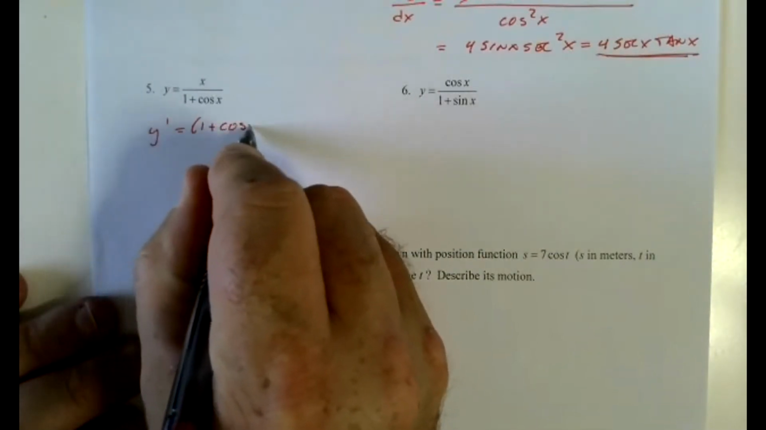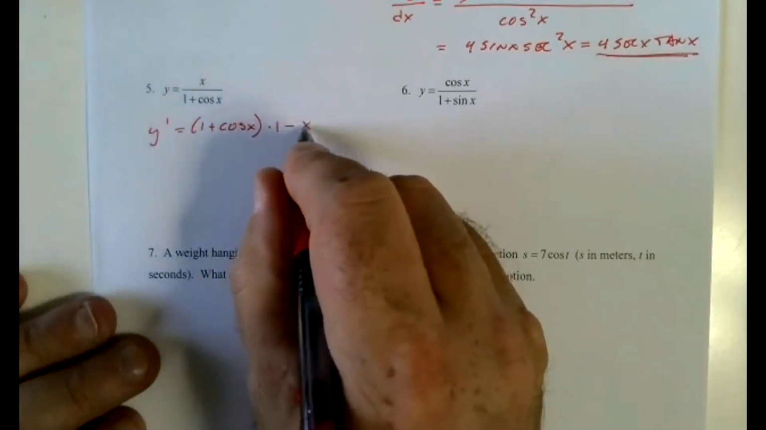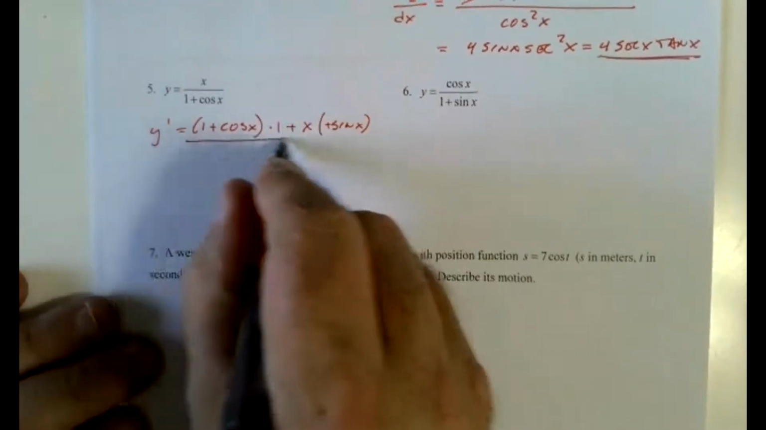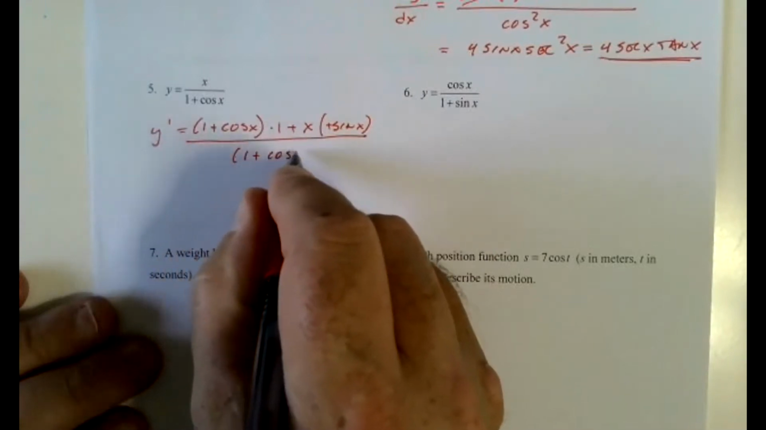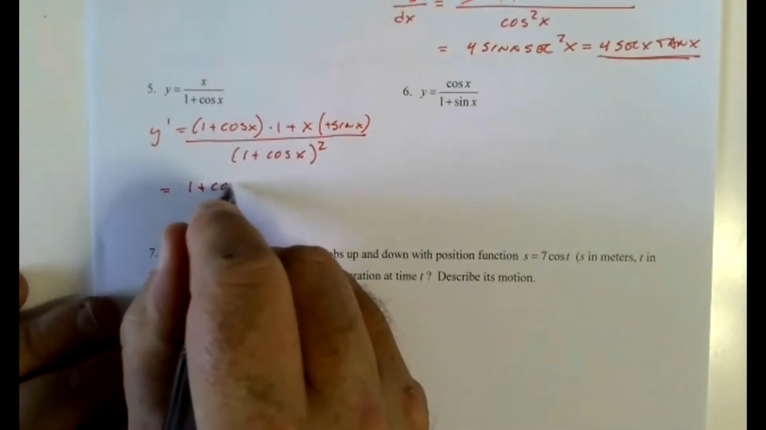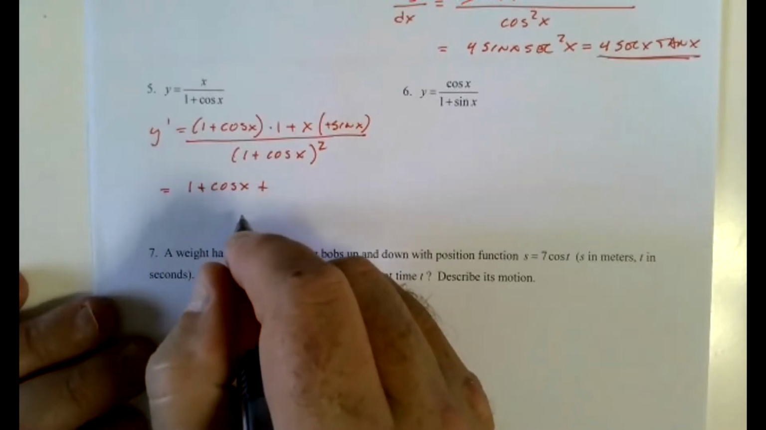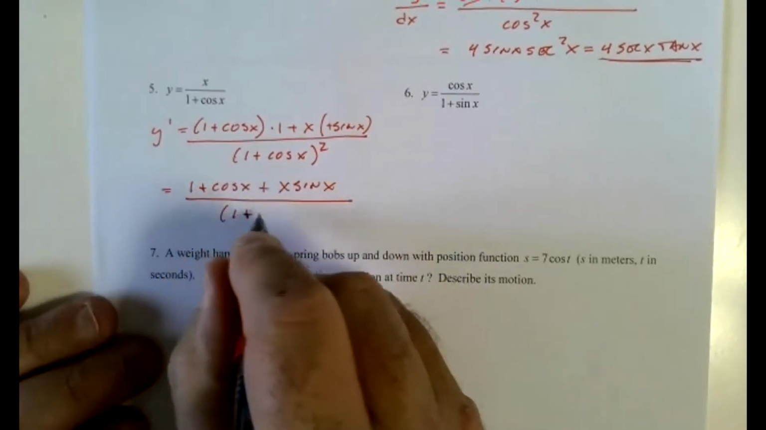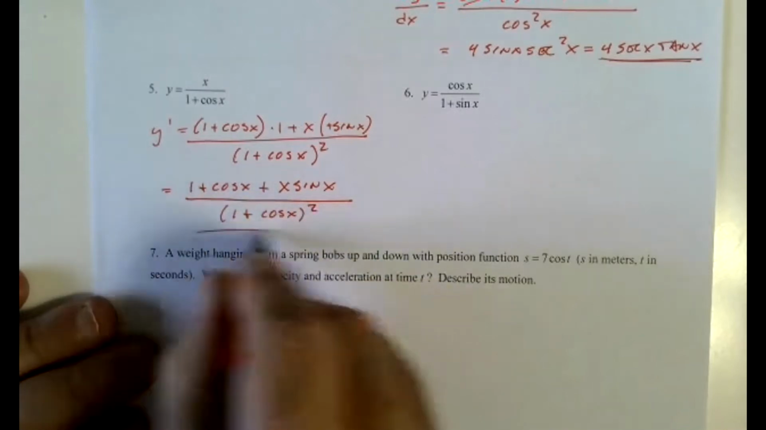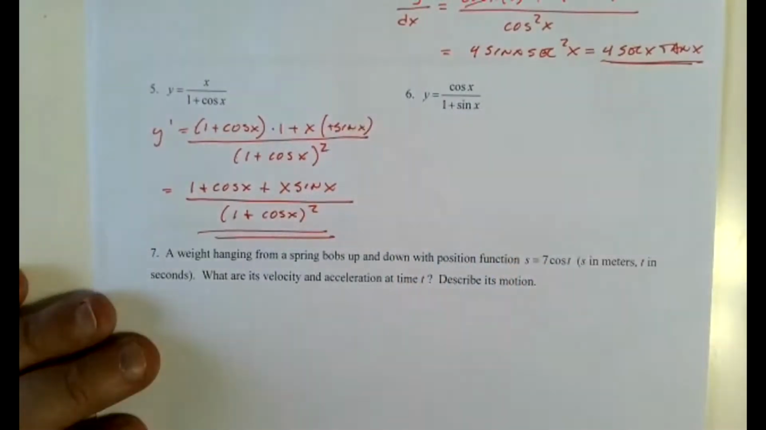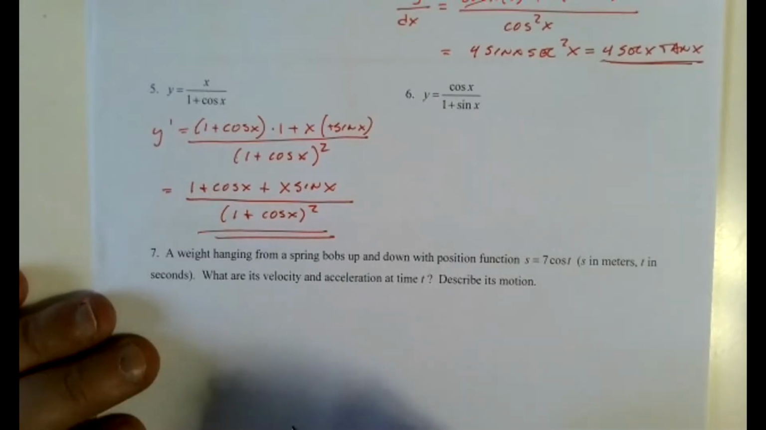Low d high minus high d low. Done. Now this actually reminds me of a trig identity, so I bet this is going to simplify really, really nicely.